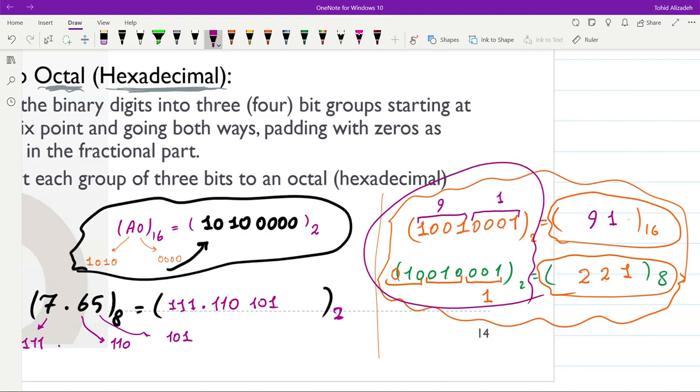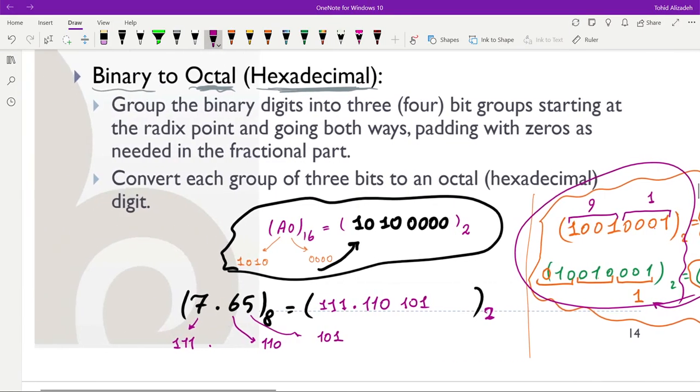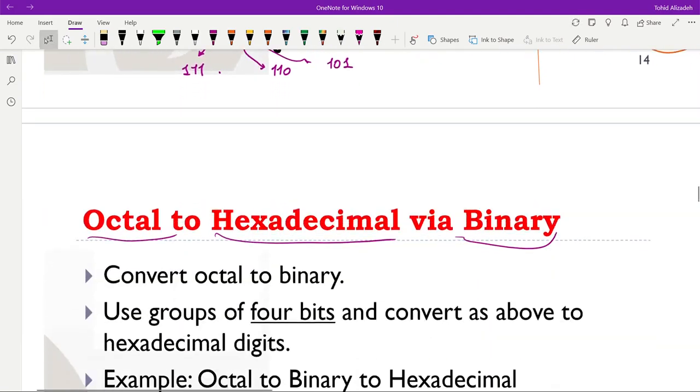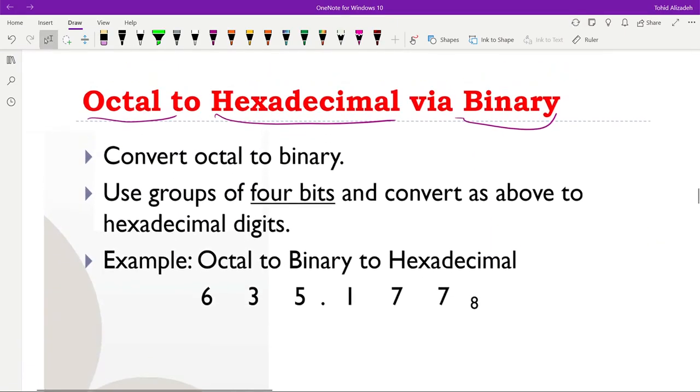So we can convert from base 8 to base 16 and vice versa quite easily if you use base 2 as the intermediate step. It will be easier than doing the direct conversion or using decimal as the intermediate step. So here is written what I meant.